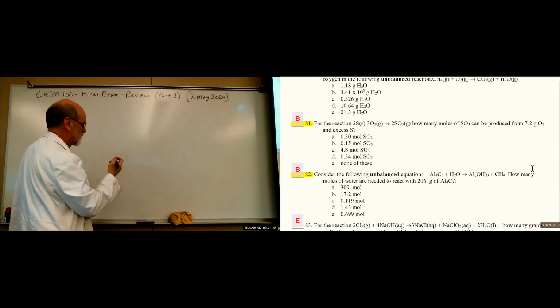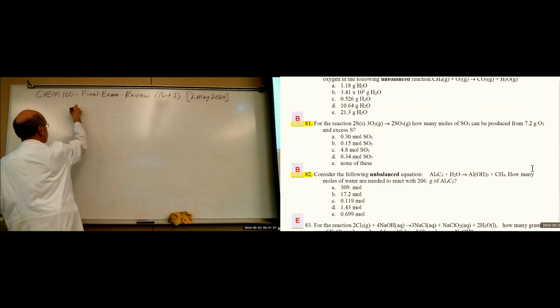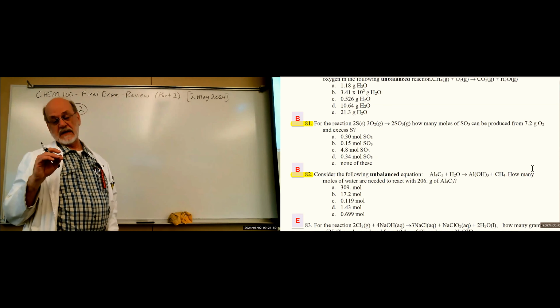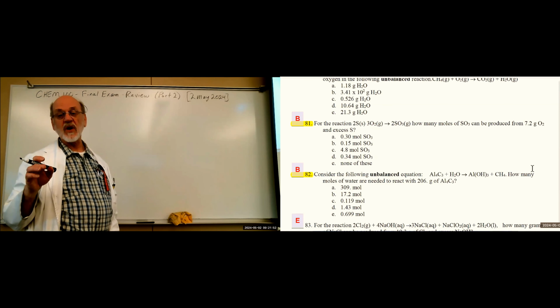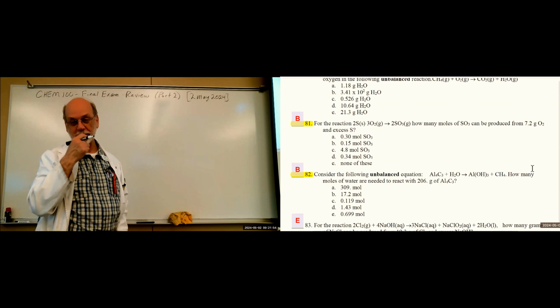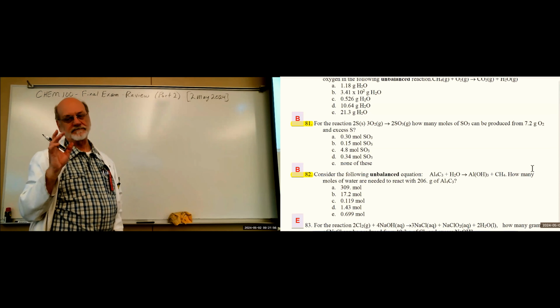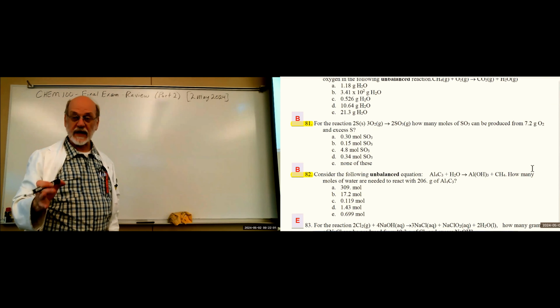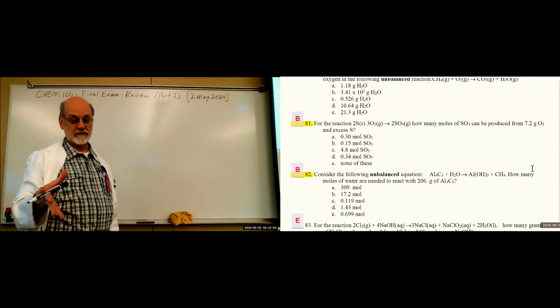Okay, 82. Consider the following unbalanced equation. How many moles of water are needed to react with 206 grams of aluminum carbide? All right. First thing you have to do is balance the equation before you can answer a stoichiometry question.